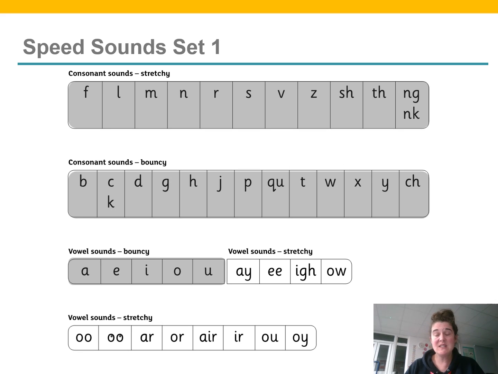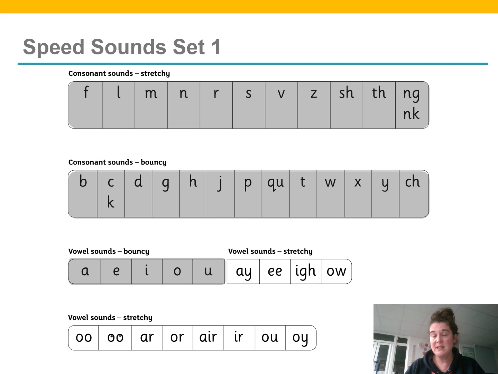So this slide shows in grey the set 1 speed sounds, which are the sounds we learn first. And you can see that they're broken into consonant sounds that are stretchy, consonant sounds that are bouncy, and vowel sounds that are all bouncy. And the difference between these ones is that if it's a stretchy sound, it's a longer sound. So for example, f and m. Whereas with the bouncy sound, they're a lot shorter. So you've got b, k, d, g, h. All of the vowel sounds are bouncy, as you can see.